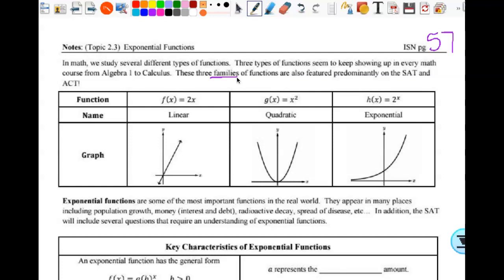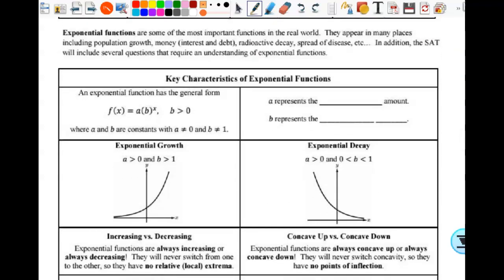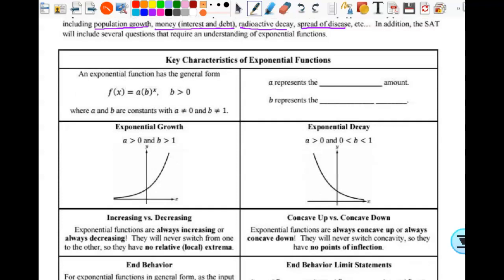But what makes exponential exponential is not just that it has an exponent, because this one has an exponent as well, but that the exponent is the variable, or has the variable in it, right? Exponential functions are some of the most important functions in the real world. They appear in many places: population growth, money, which is interest and debt, which you will be very interested in when you start getting loans and paying off debt like most adults do. Radioactive decay, spread of disease, so you've used it in science and in math. In addition, the SAT will include several questions that require a basic understanding of exponential functions.